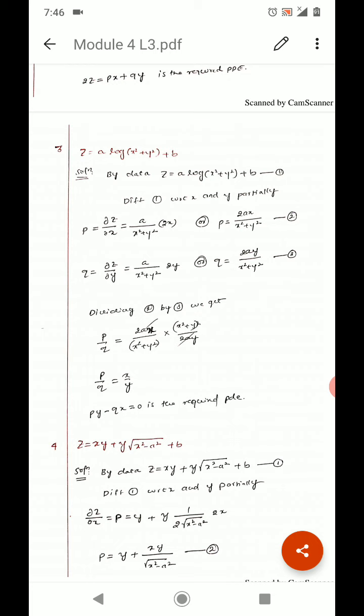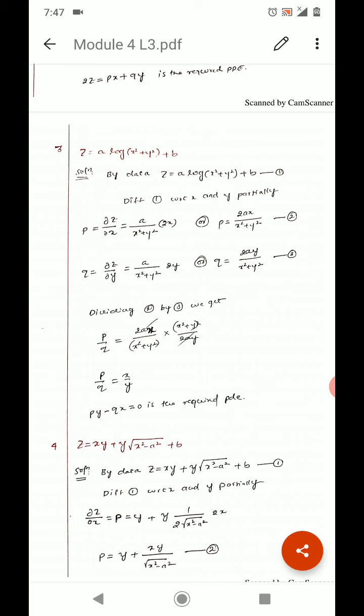Now differentiate z with respect to y, so that is del z by del y, which is equal to q, equal to, again a is a constant, so a divided by differentiation of log of x square plus y square with respect to y is 1 divided by x square plus y square into differentiation of x square with respect to y is 0 plus differentiation of y square with respect to y is 2y, plus again differentiation of b with respect to y is 0. So finally we have q is equal to 2ay divided by x square plus y square.